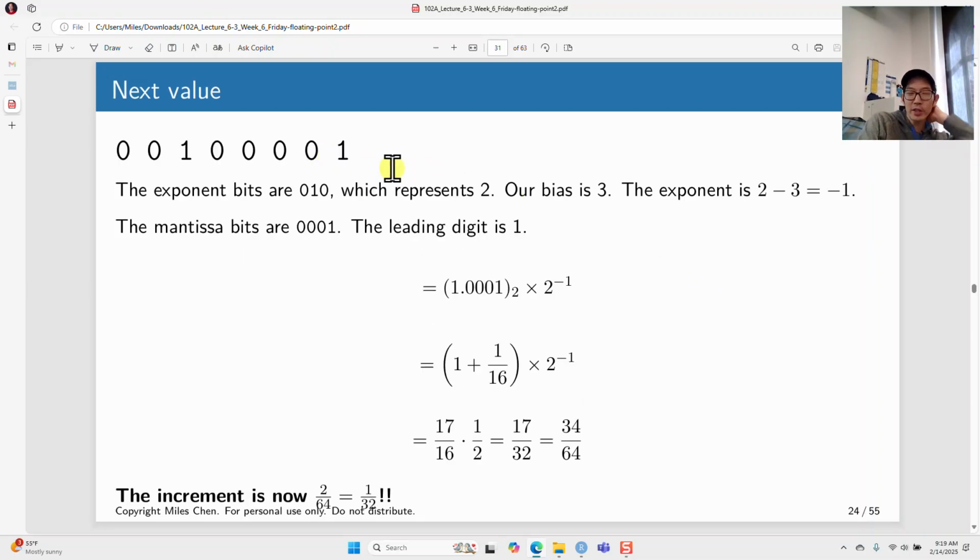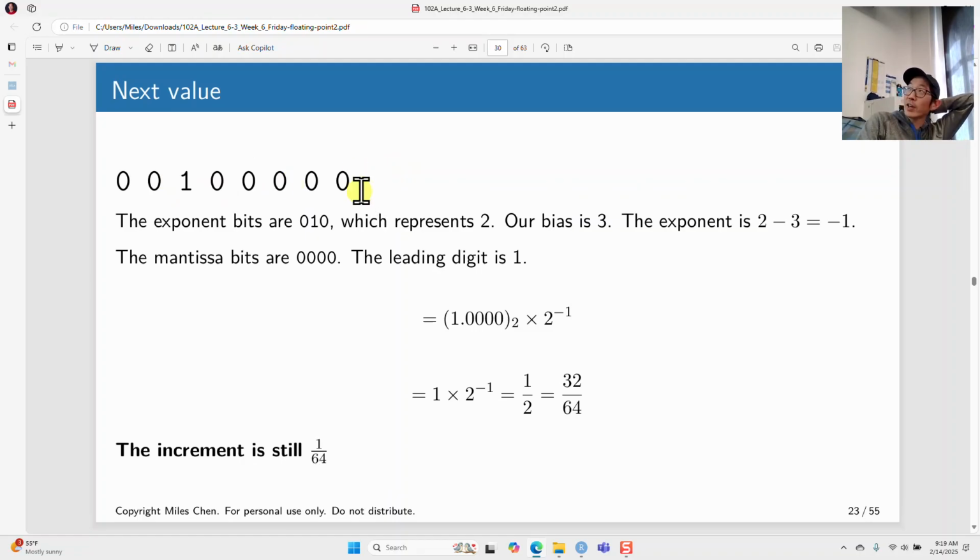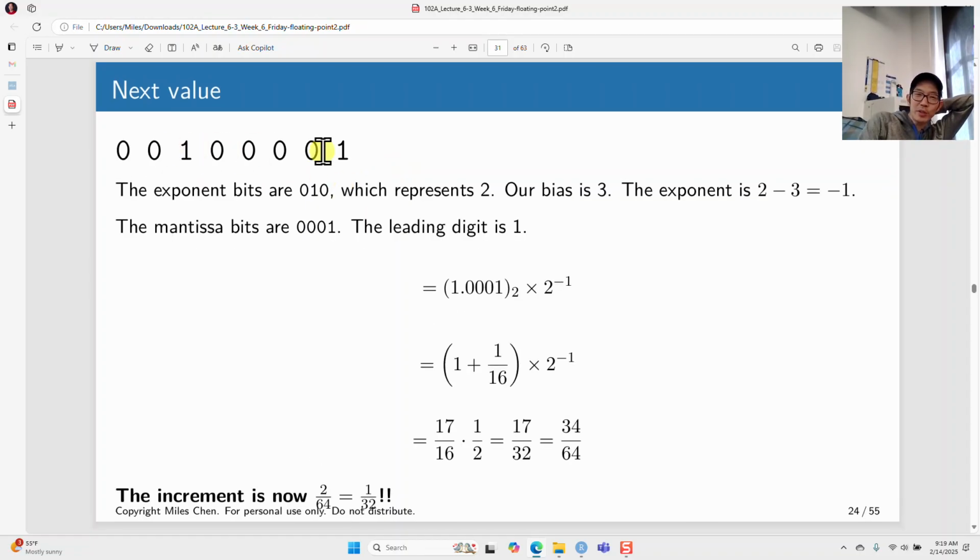If I add 1 to this, the next bit will become a 1 here. So let's see what happens. My exponent bits are 0, 1, 0. These 3 bits right there are my exponent bits. That represents the number 2, so my exponent is 2 to the negative 1. And my mantissa bits are 0, 0, 0, 1. So I've got 1.0001, so this is 1 and 1/16.